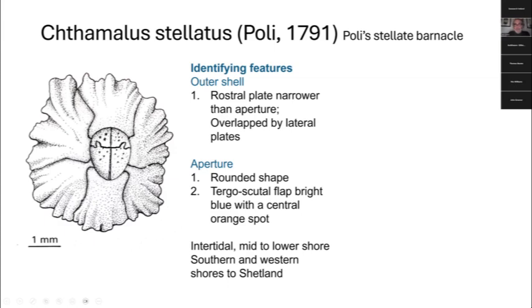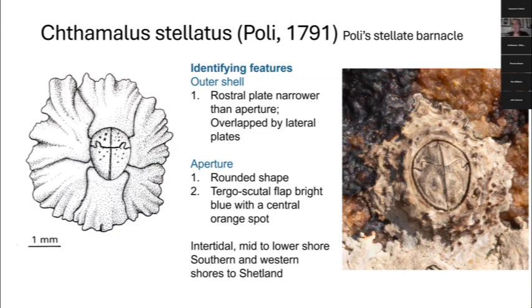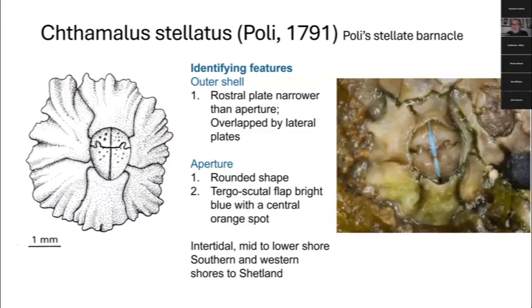And I'm just going to get a few photos up. This photograph is of an old specimen, so it's difficult to see the rostral plate feature that I was talking about just now, but you can see the very wide aperture there and its very rounded nature and the shape of the suture that goes across the opening. And in fact, it's this species that I was showing you earlier with this bright blue tergoscutal flaps on either side, with a central orange spot around the micropyle or little opening.